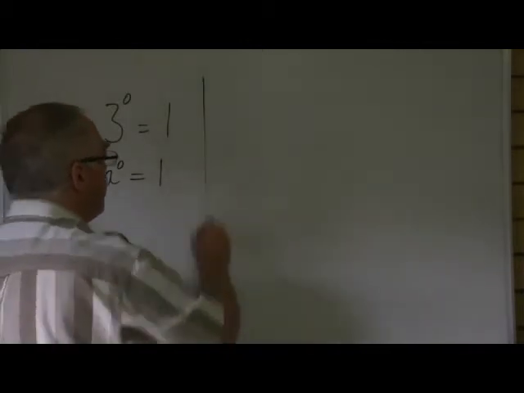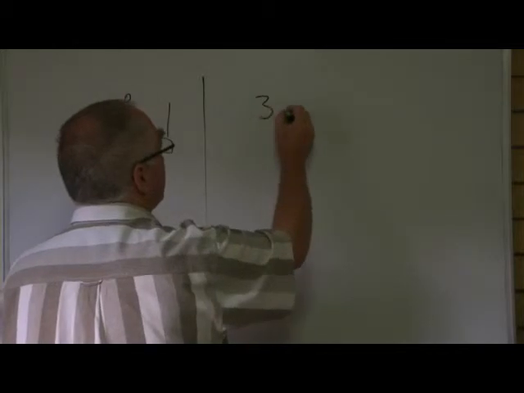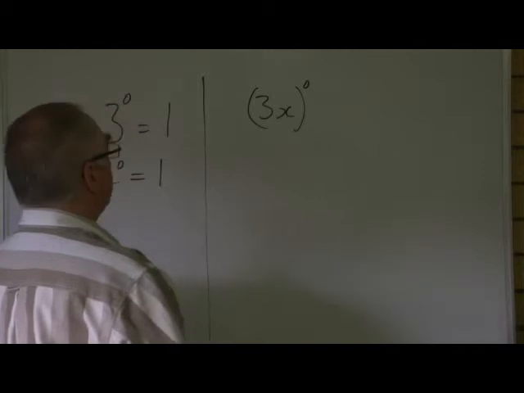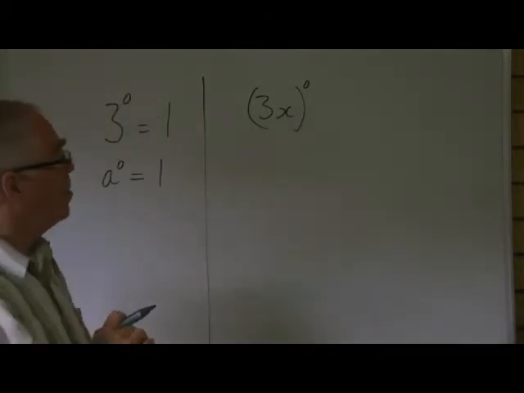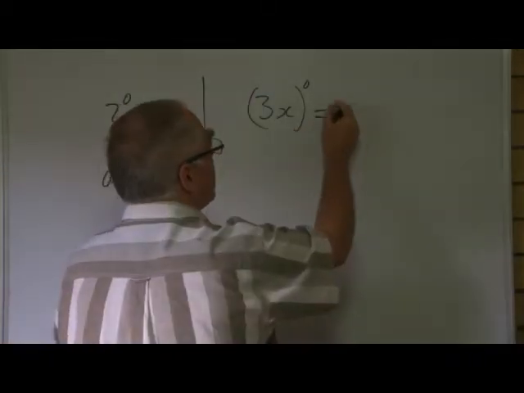Let's see what happens when we make it a bit more complicated. What about (3x) all to the power of 0? Well, so long as x doesn't equal 0, we're going to say, okay, everything's inside the bracket, so it's all of this to the 0, so it's going to be equal to 1.